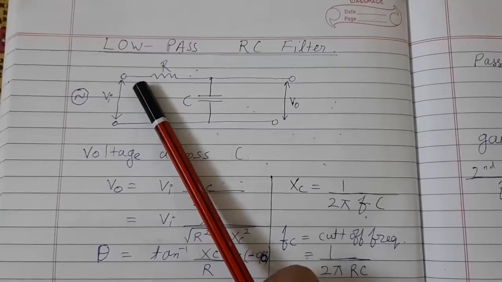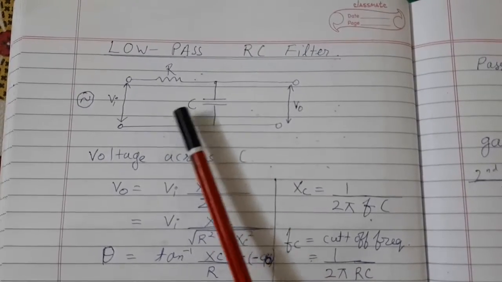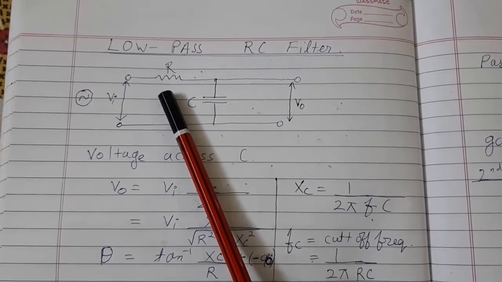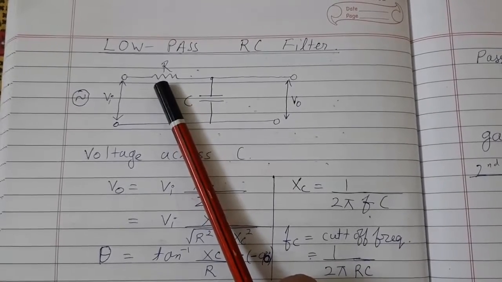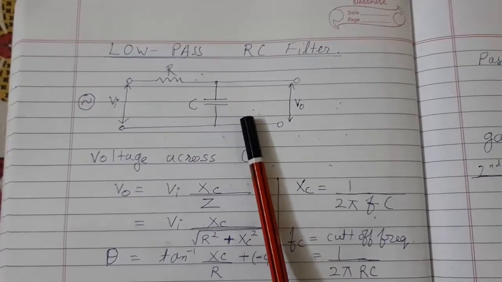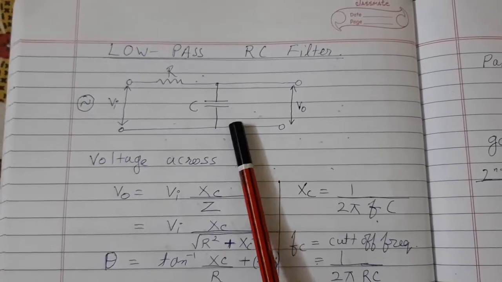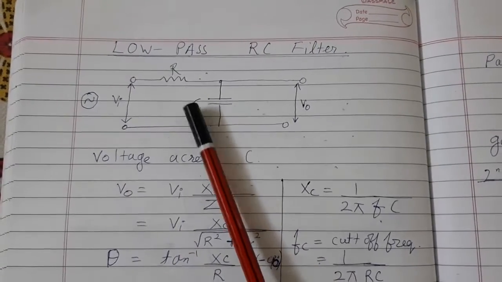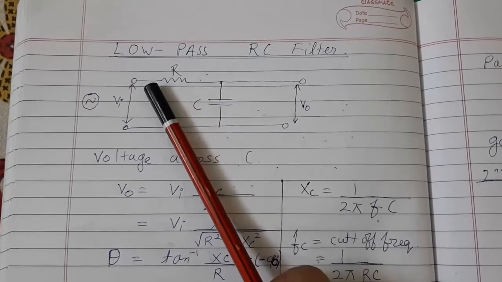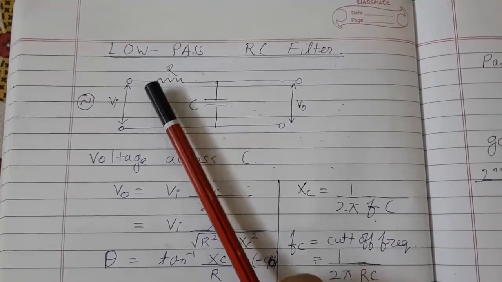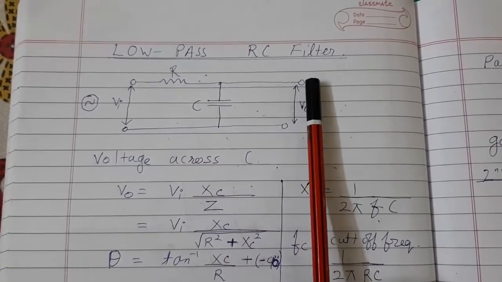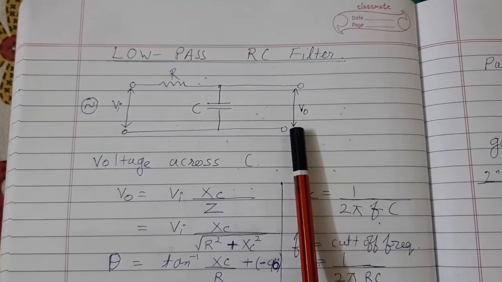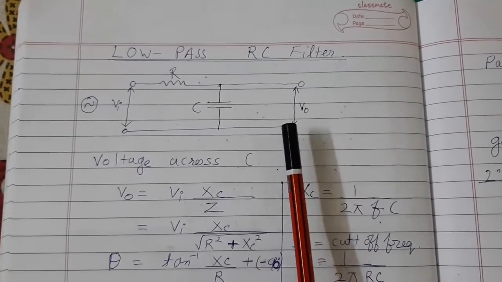Low pass RC filter. Using the capacitor, we can make a low pass RC filter. In series we have a resistor and in shunt we have a capacitor. The input voltage is applied between the series resistor and ground, and the output voltage is taken across the shunt capacitor.